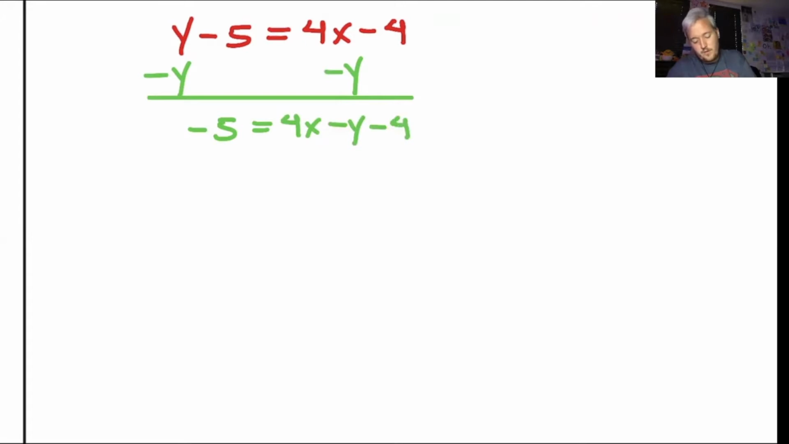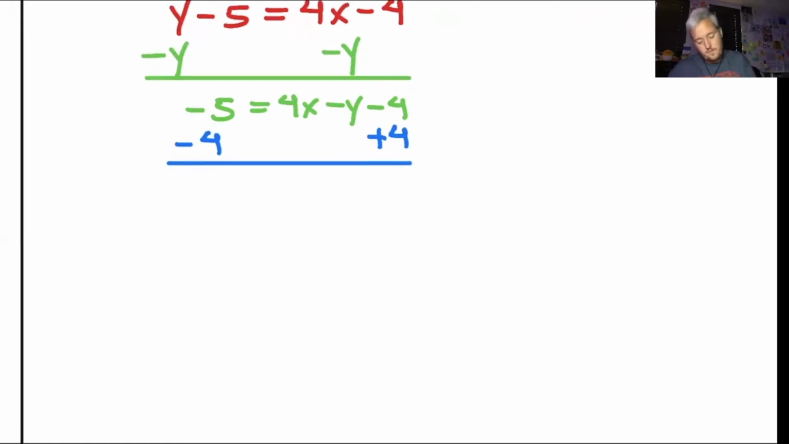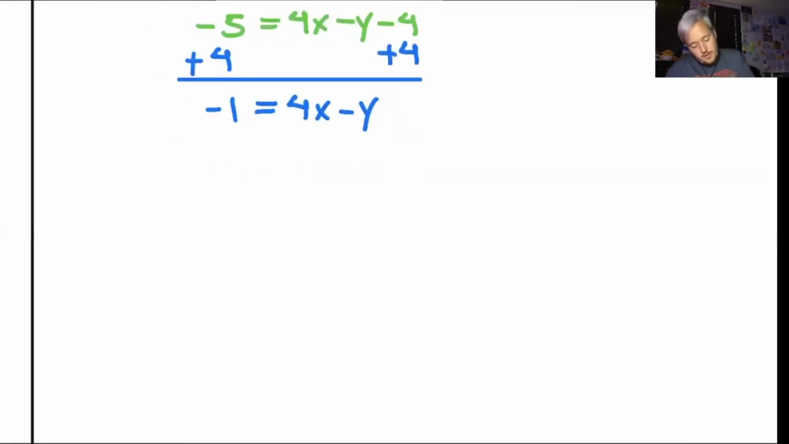Now I want to get rid of that 4 over here so I can make it my c value. So negative 5 plus 4 gives me negative 1 equals 4x minus y. Now I just want to flip it so that it actually resembles standard form. There we go.